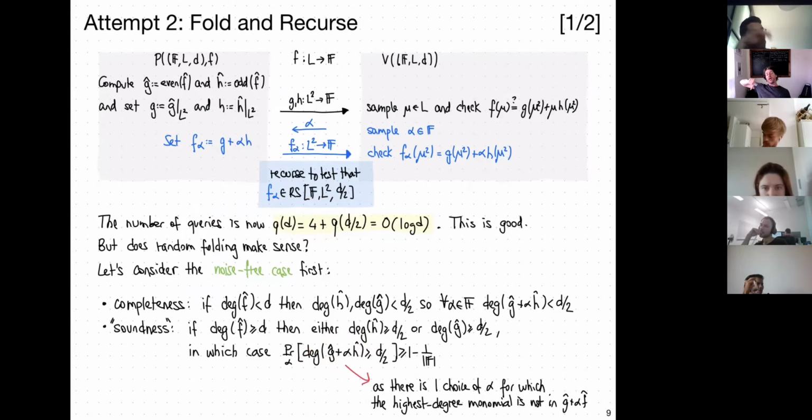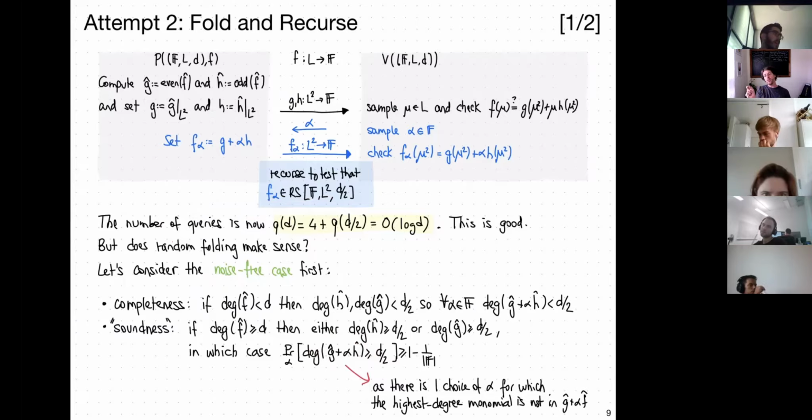And if we combine two polynomials, in what case can the degree drop? Only if the largest two coefficients cancel each other out, right? So we have two polynomials of degree d over 2, and we add them together. So only if the coefficient of x to the power of n over 2 just happens to drop.